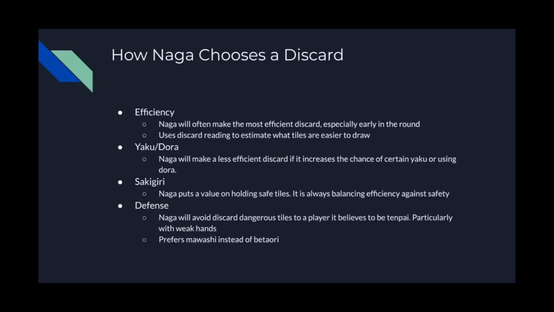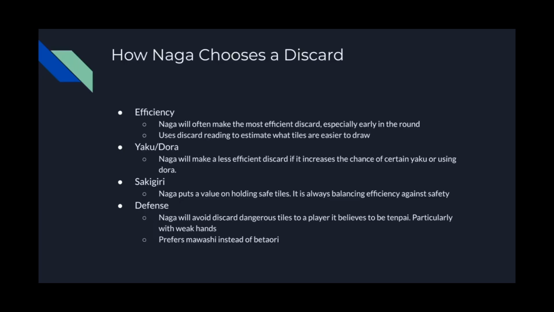Okay. So now let's go into actually the thinking that Naga uses when choosing a discard. And this also applies to how humans will choose a discard as well. But I just wanted to highlight what I think are the four main categories of the biggest things you should be thinking about for each discard.